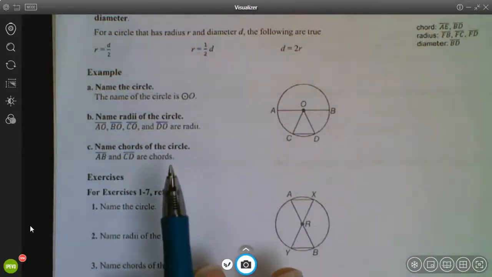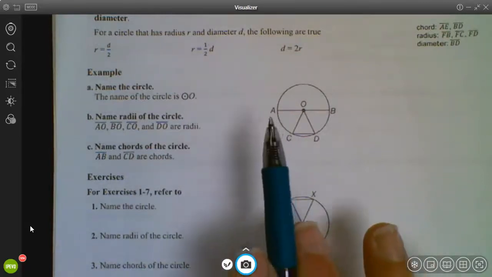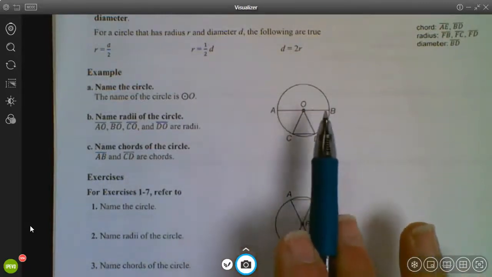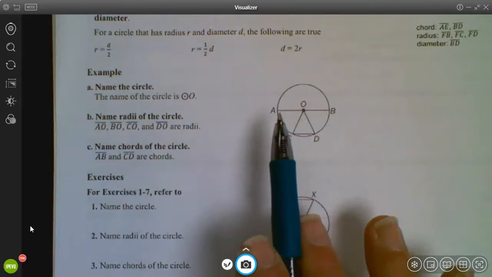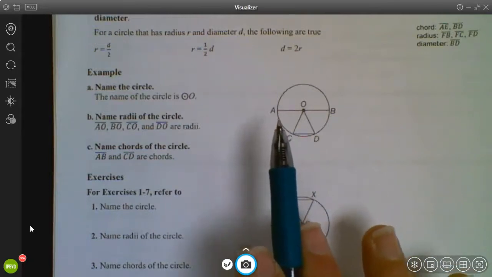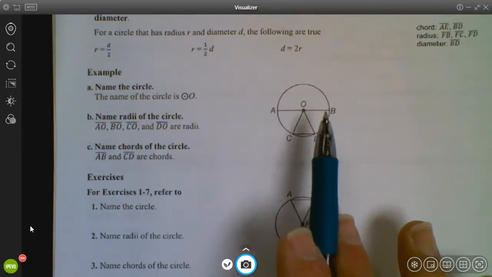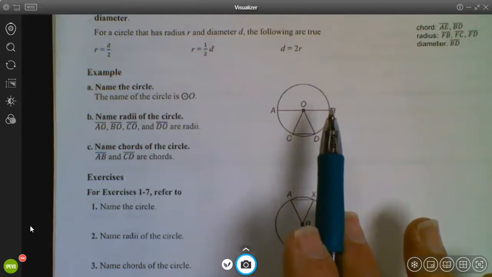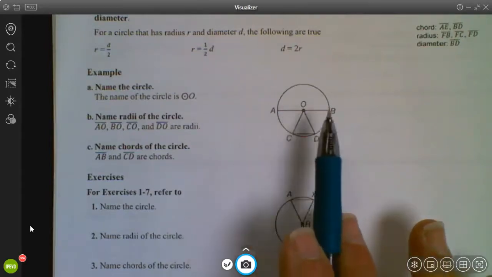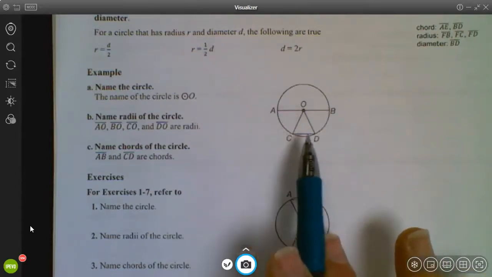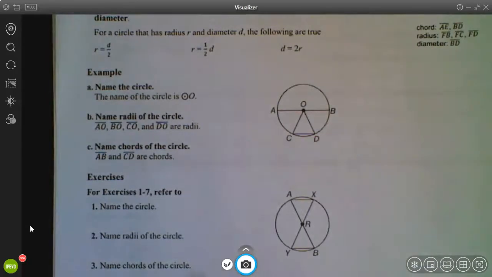As far as the chords go, remember a chord has to go from one point on the circle to another point on the circle. So if they said, what are all the chords on the circle? Definitely AB is a chord. Yes, we know it's the diameter, but it also fits the description of a chord. So if they did say, name all the chords, we want to make sure we include him. Also CD is a chord.